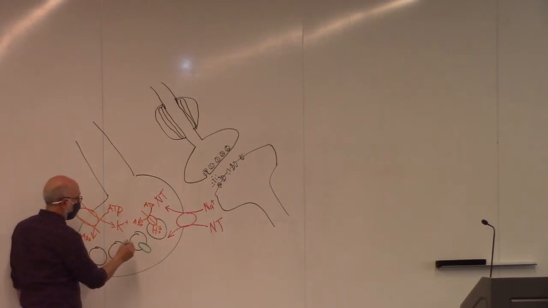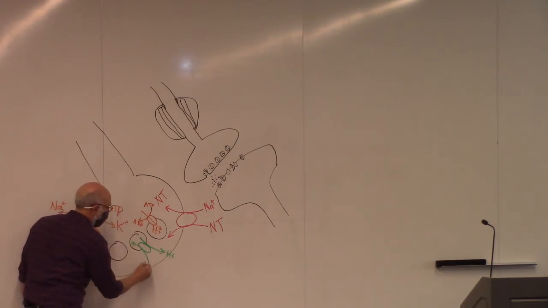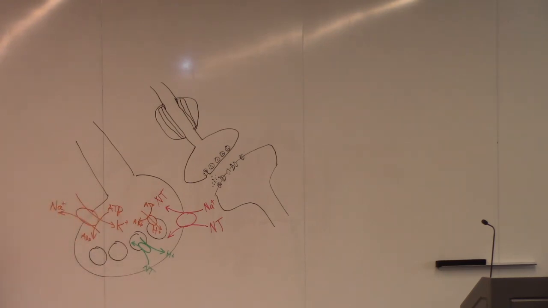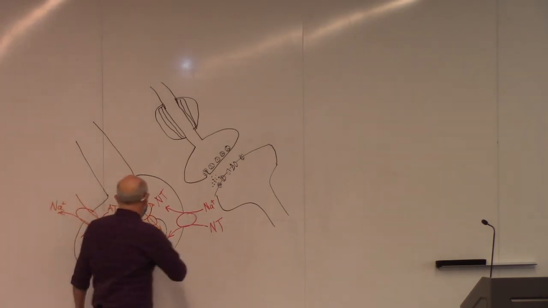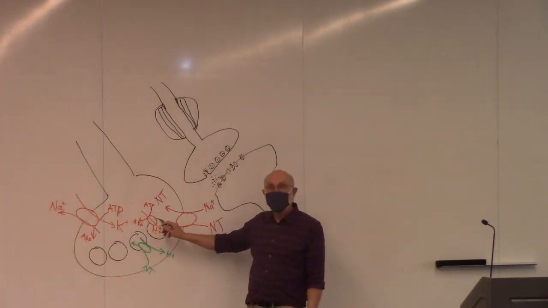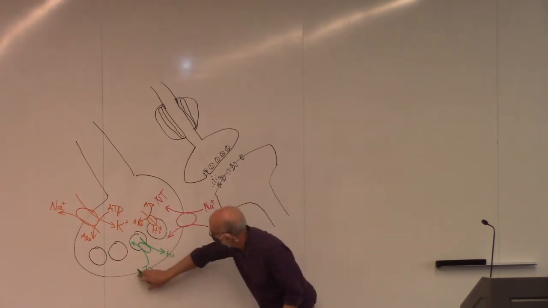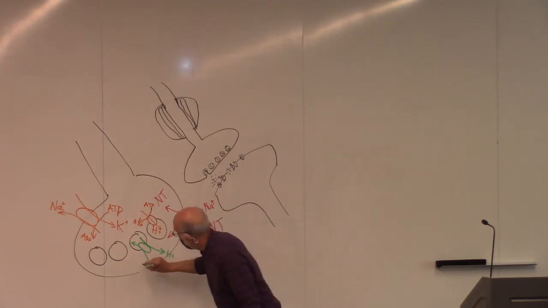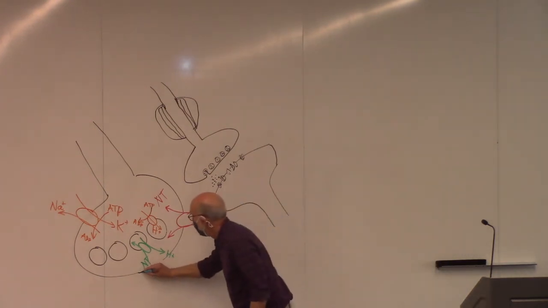What is this protein? A proton neurotransmitter exchanger. Using the proton gradient that was built by the proton ATPase to pump neurotransmitter from cytosol, so that was confusing, from cytosol into the vesicles.